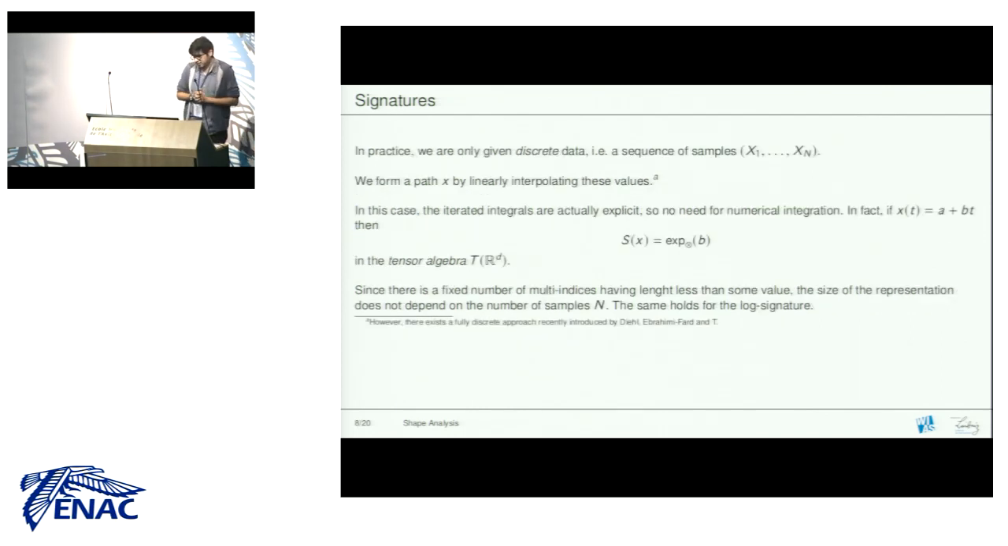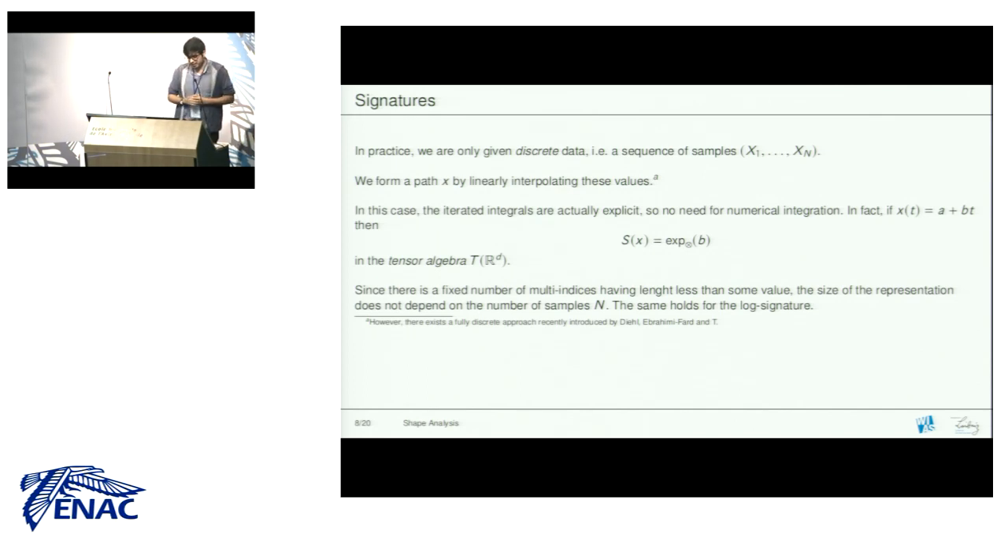So in practice, you are only given discrete data. And all I did before was assuming that you had a continuous time curve because you were integrating everything. So what you do is that you linearly interpolate these values. This is what is usually done when you deal with signatures. So you have a set of points which are representing your data, and you need to build a continuous time path out of it. And what is classically done is that you just form this path, little x, by linearly interpolating the values.